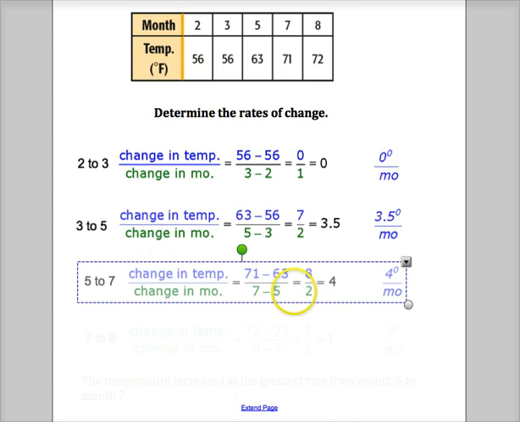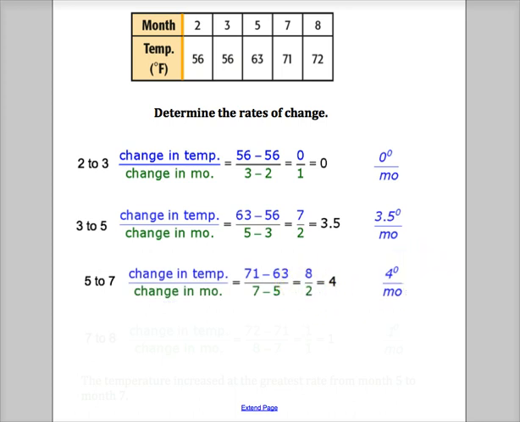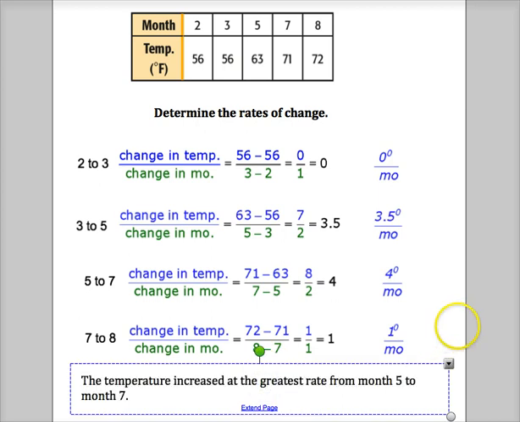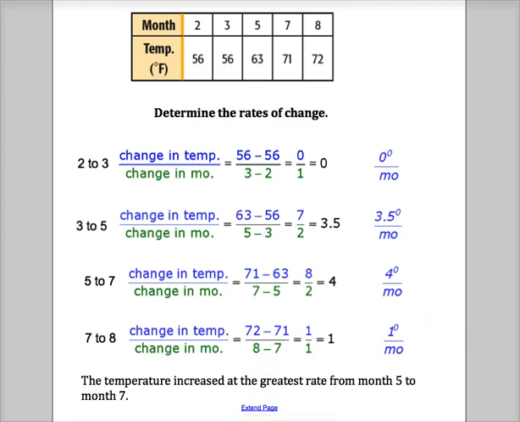So from 5 to 7, again, that's a change of 2. And the temperature changed 8 degrees in that time. And the last one is the change 1 over 1. So it's a change of 1 month and 1 degree. So if we want to find out when the greatest temperature rate change was, from month 5 to month 7, we can look at that. And between month 5 and month 7, the temperature changed the greatest amount. It had the most steep change here.